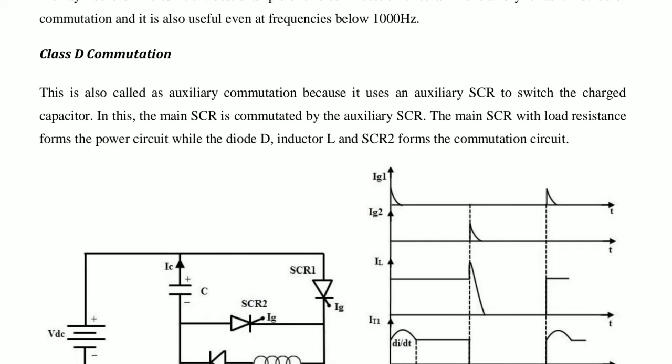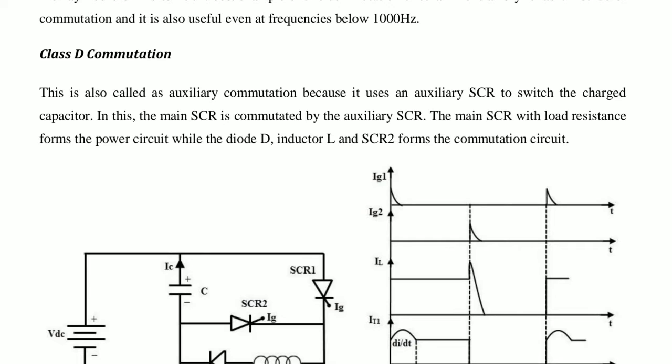Among the 5 types of force commutation, each commutation principle has a different mechanism. There are different mechanisms to turn off the SCR using L and C commutation components. Capital L means inductor and capital C means capacitor.